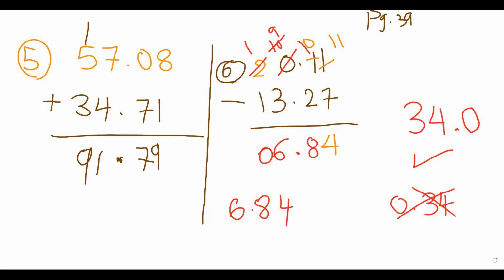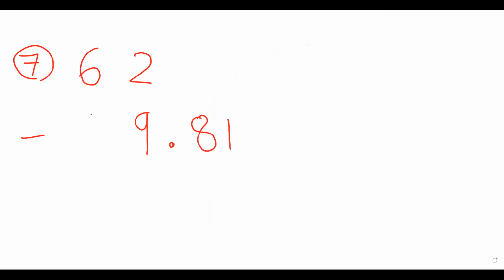Let's look at number 7 and you will understand. Now, first, did you finish writing 5 and 6? Yes. Okay. Now, let's solve number 7 here. In number 7, we have 62. Okay, now let's write 2 here. Minus 9.817. Because 9 is 1s. So you have to regroup 1 under 1. Then what you have to do next?